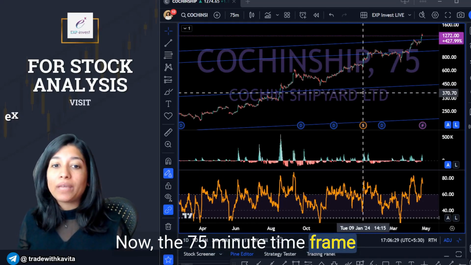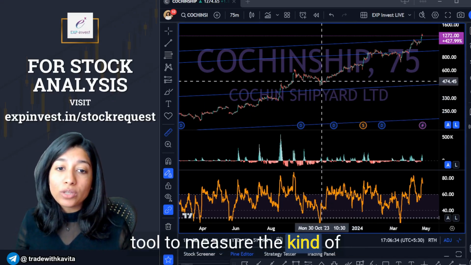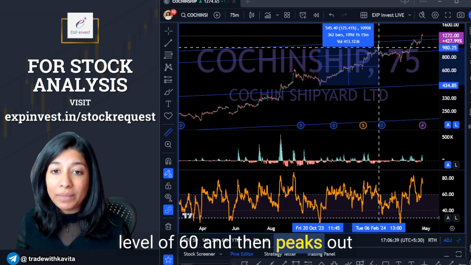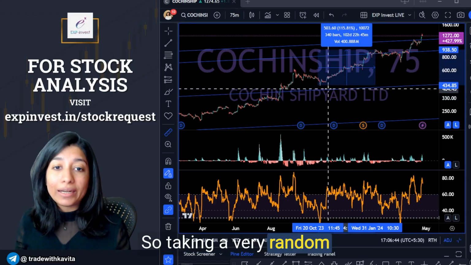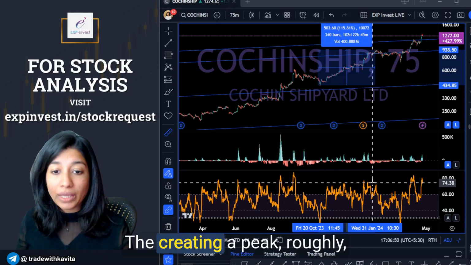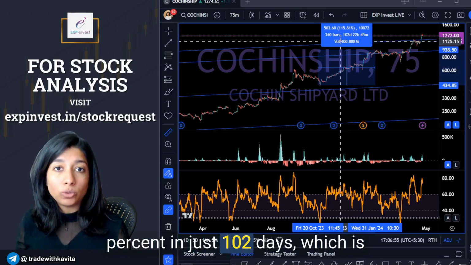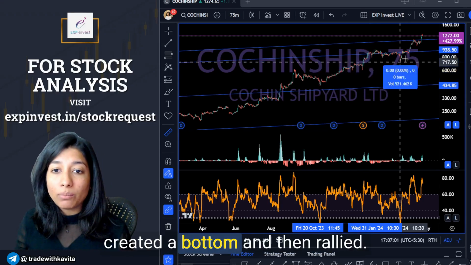Now the 75-minute time frame gives us a much closer look, and if you again use a measuring tool to measure the kind of movement that the stock gives every time the RSI touches the level of 60 and then peaks out before giving a correction, you can see the kind of moves it gives. So taking a very random phenomenon of RSI crossing below the level of 30 and then creating a peak, roughly if I calculate, that is 115% in just 102 days, which is a multi-bagger return in just 3 months. Next time it created a bottom and then rallied.